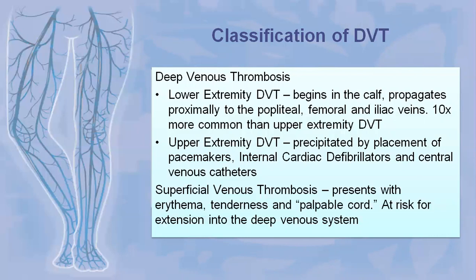We also have superficial venous thrombosis. So it presents with erythema, tenderness, and a palpable cord, at risk for extension into the deep venous thrombosis. So it increases the risk for deep venous system.